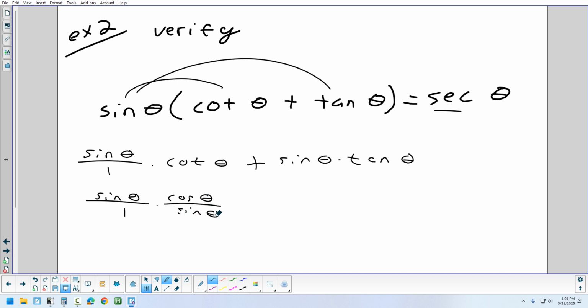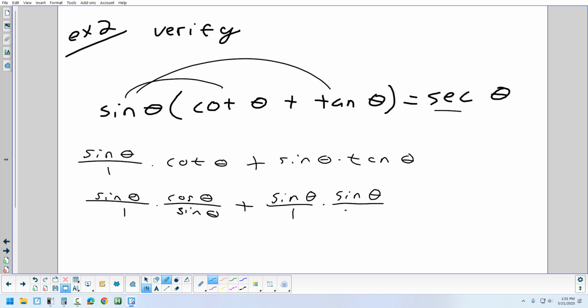Any question why we changed it to that? That's what we learned on Monday. We're trying to change to sines and cosines. How about sine? It's already sine, you just put a 1 under it. And what about tangent? Sine over cosine.